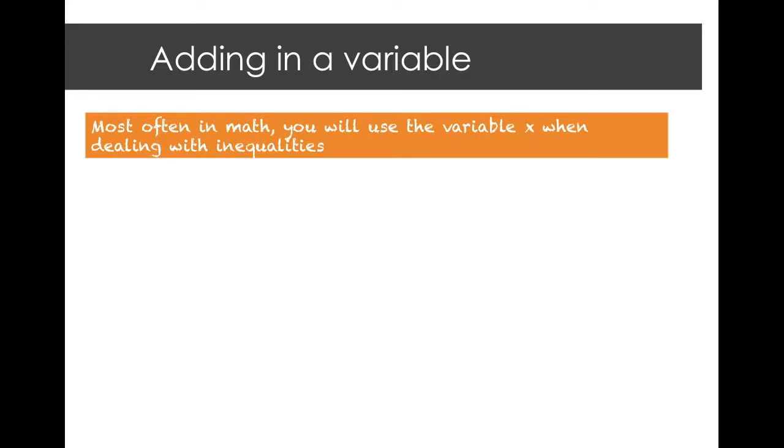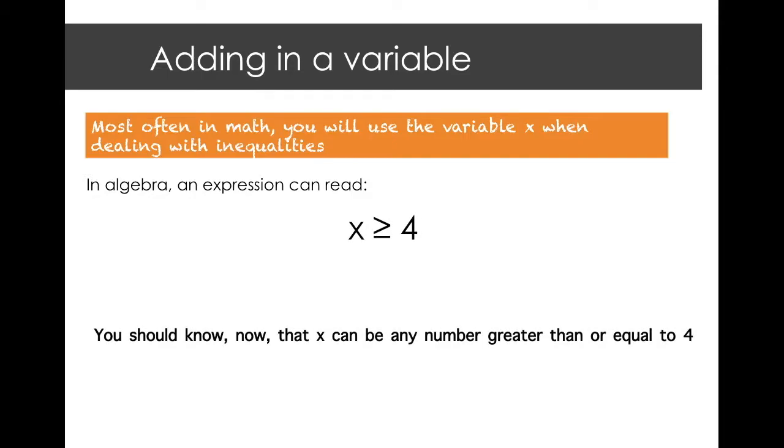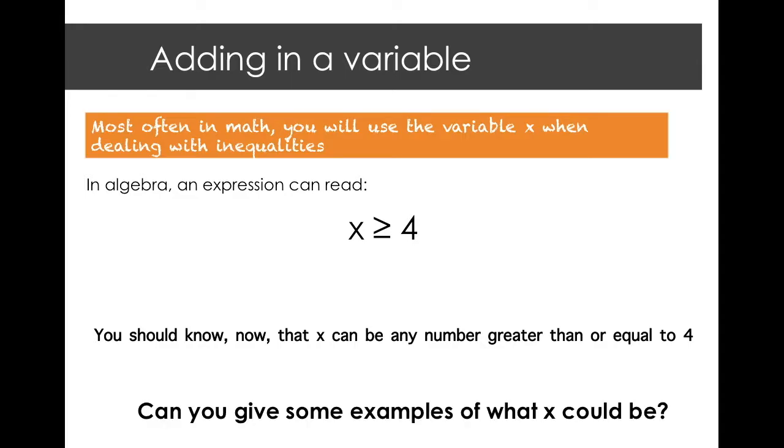Let's add in a variable, because most often in math you will use the variable x when you're dealing with inequalities. In algebra, an expression can read x is greater than or equal to 4. You should know now that x, therefore, is any number greater than or equal to 4. Can you give some examples of what x could be? And remember, x in this case can be any integer or any rational number with decimals. Some would be 5, a million, a trillion, 100. There are several examples of what x could be.